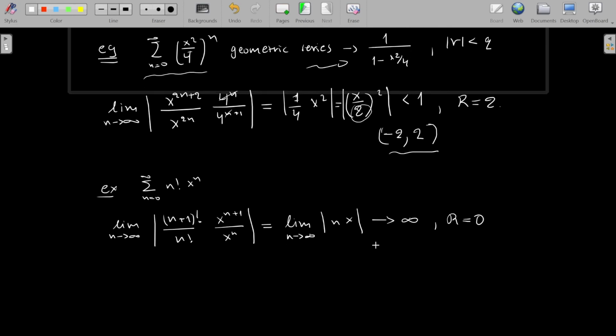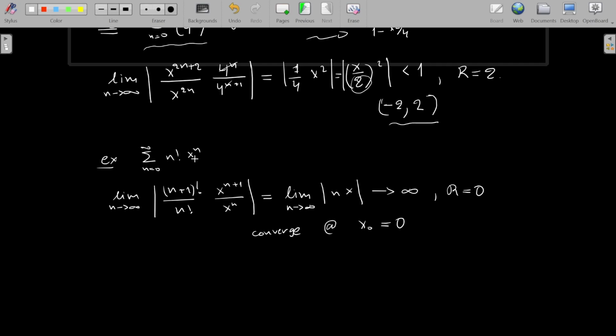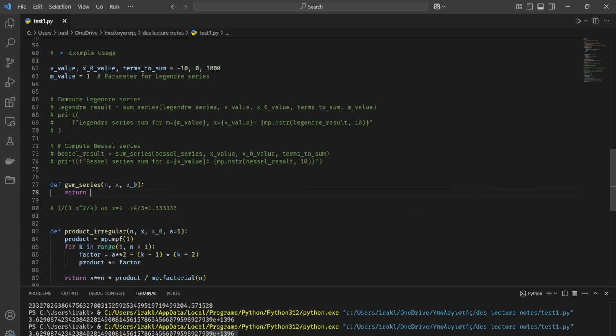Hence the series should converge nowhere except at x naught equal to 0. And if you expand this, it is nothing more than 1 plus x plus 2x squared and so on and so forth. So at 0 you'll get 1. And of course you can also check this. This is n factorial x to the n. This is much more trivial to check, but why not?